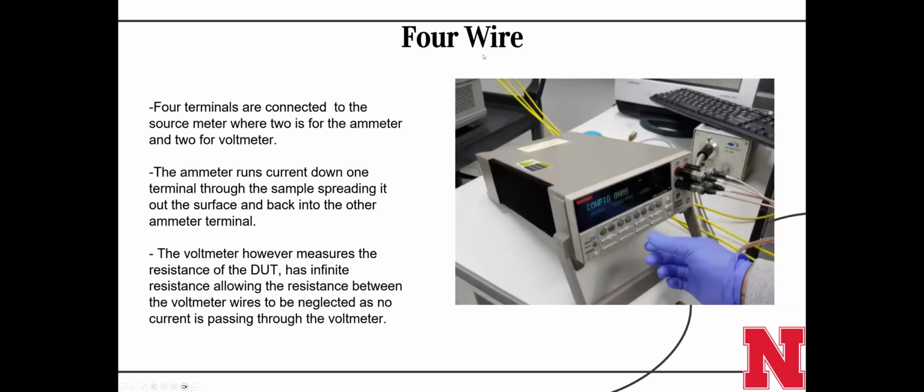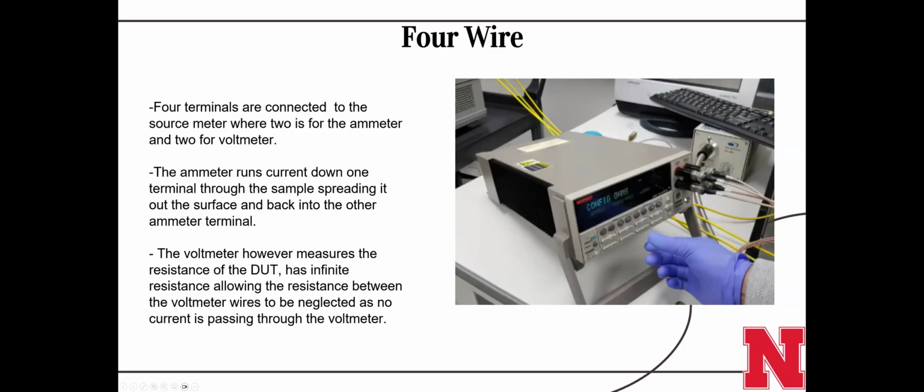So this is the 4-wire setup, or the Keithley 2400. And this machine can measure both 4-wire and 2-wire. But for 4-wire, 4 terminals are connected to the source meter over here, where 2 are for the ammeter and 2 are for the voltmeter.